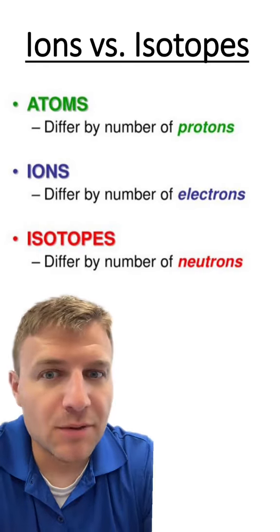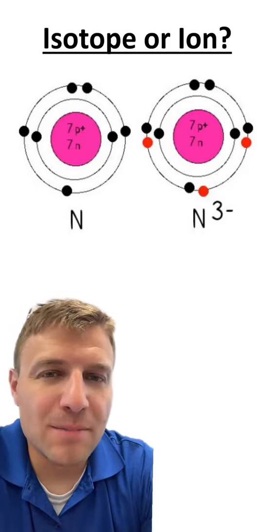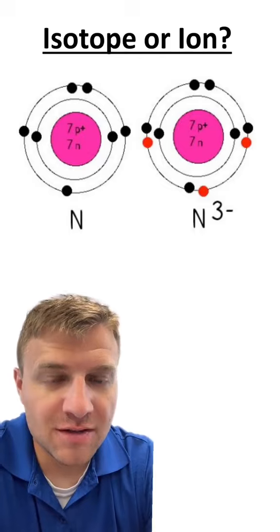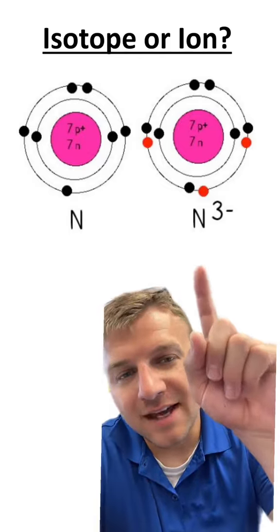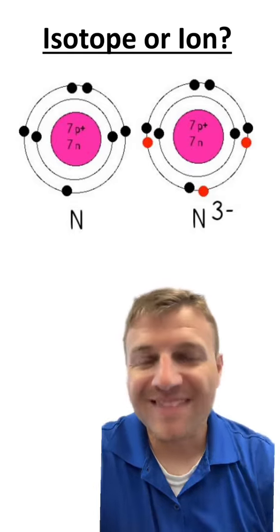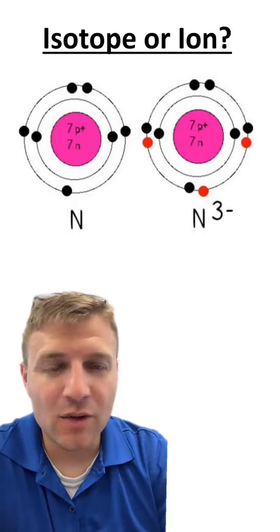I'm going to give you examples of ions and isotopes, and you have to tell me which one is which. All right, is this an example of an ion or an isotope? These are two atoms of nitrogen. You can see this atom has extra subatomic particles in the orbitals around the nucleus, and it has a -3 charge. So is this an example of an ion or an isotope?